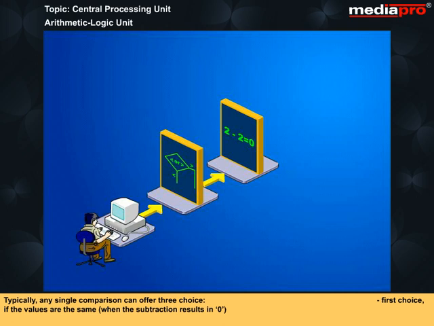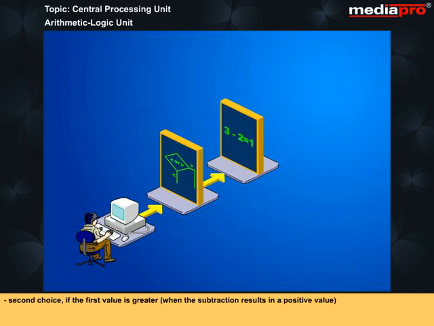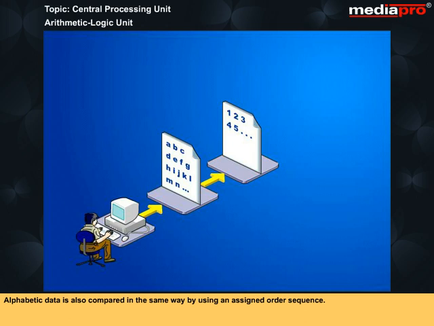Typically, any single comparison can offer three choices. First choice, if the values are the same, the subtraction results in 0. Second choice, if the first value is greater, the subtraction results in a positive value. Third choice, if the second value is greater than the first, the subtraction results in a negative value. Alphabetic data is also compared in the same way by using an assigned order sequence.